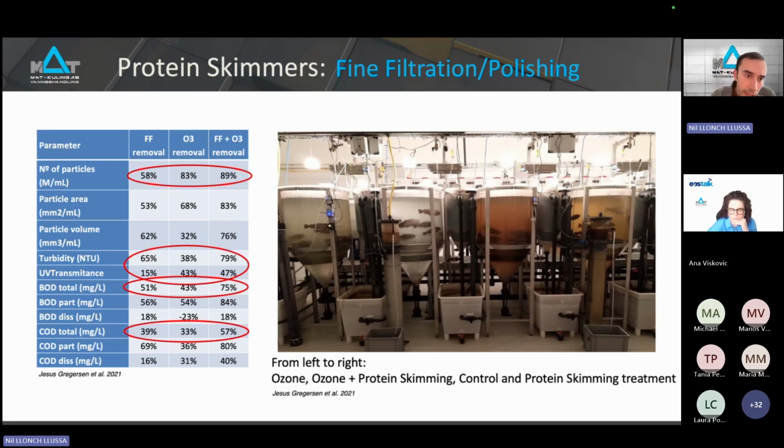And if we look at this row where it says turbidity, actually the turbidity, regardless of the color, is lower in the protein skimmer treatment than the ozone. That's because the particle volume removal was higher in the skimmer. So it really has a significant effect on particle removal and turbidity.